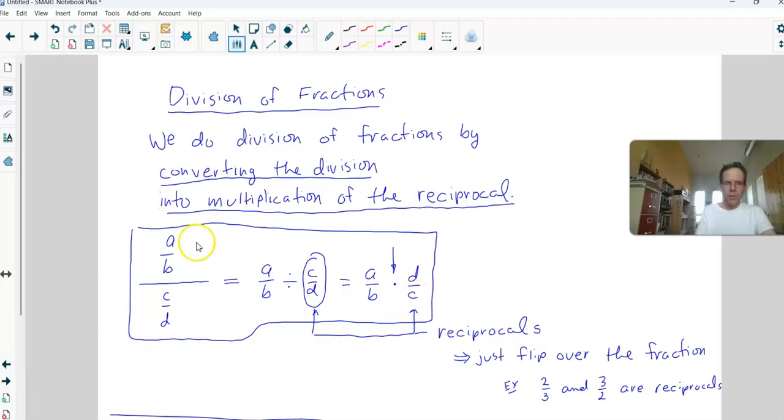Sometimes we see the fractions in this double stack. This is called a complex fraction, but most often you'll see it this way.